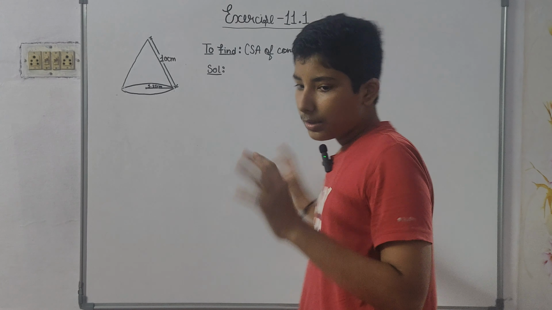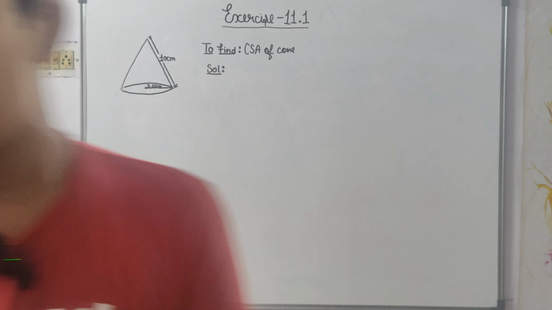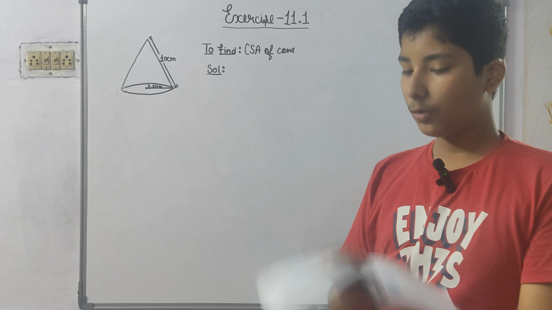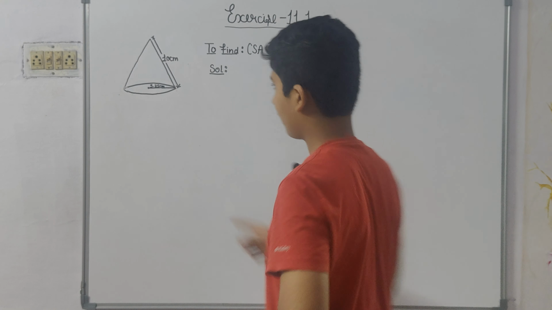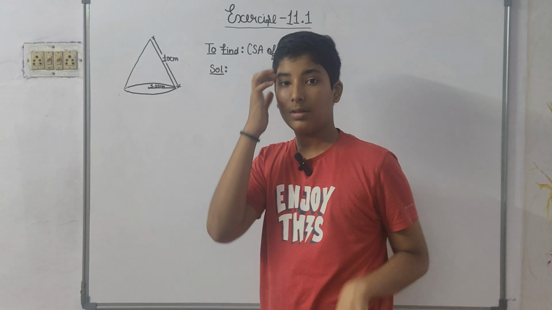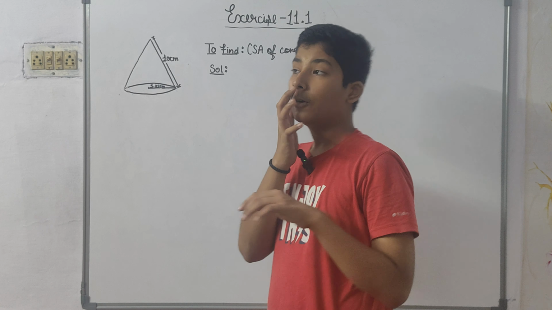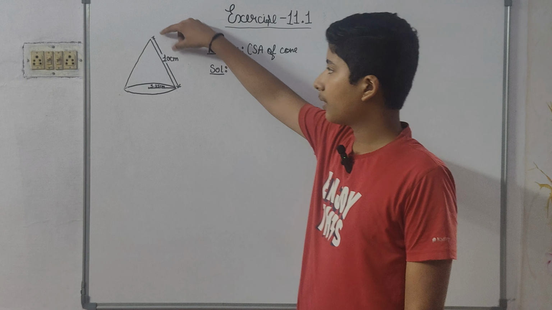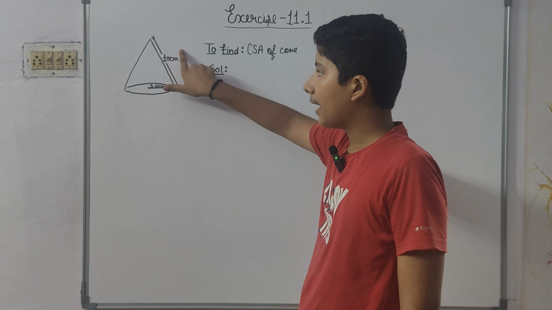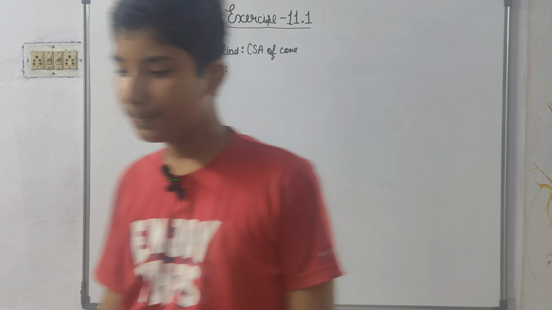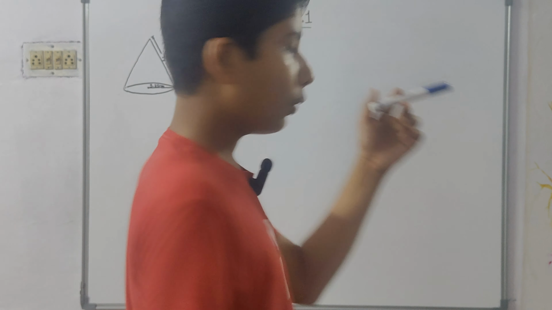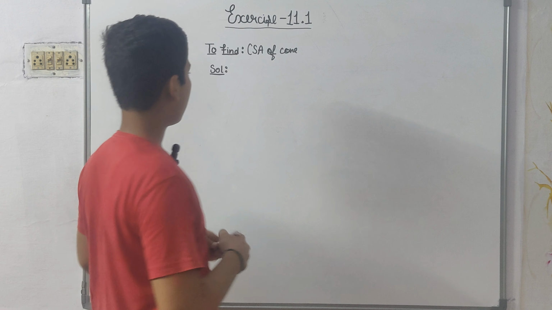Exercise 11.1 of the chapter Surface Area and Volume. There are a total of 8 questions, so let's start with our first question. It is given that there is a cone whose diameter is 10.5 centimeter, which means that the radius is 5.25 centimeter and the slant height L is 10 centimeter. So let's take our blue marker and begin with the answer.